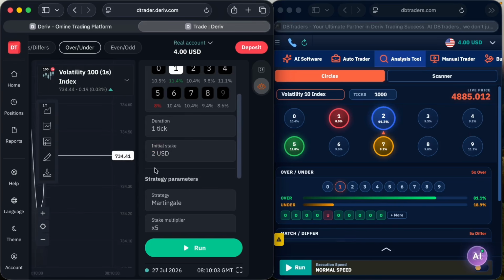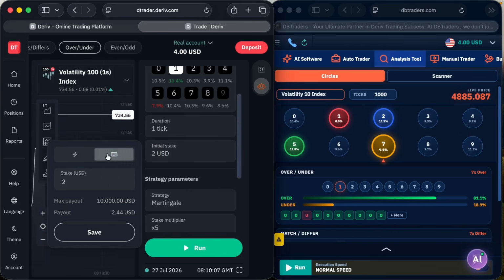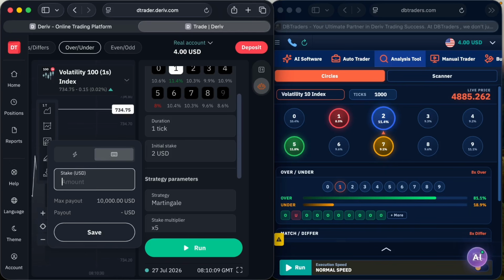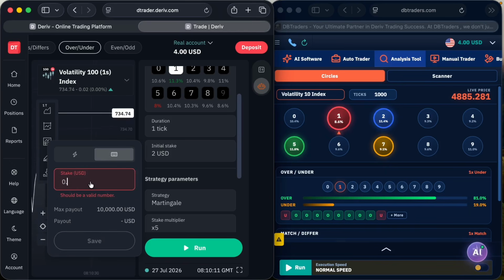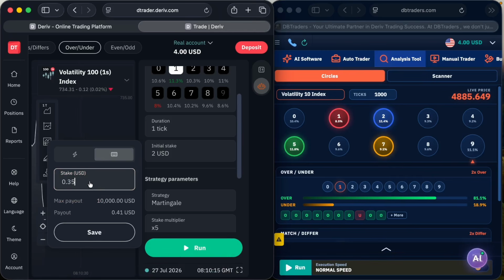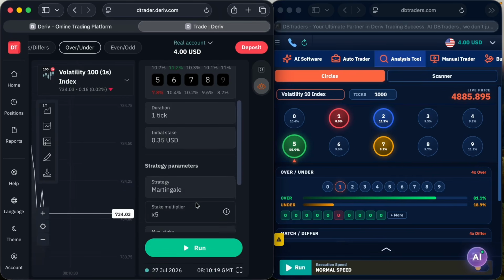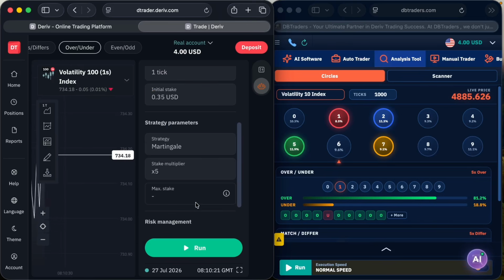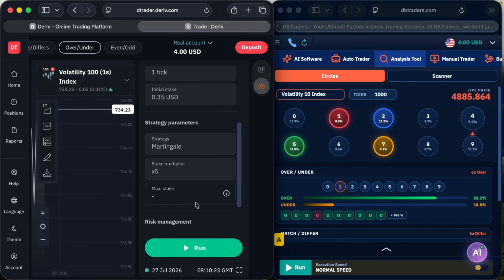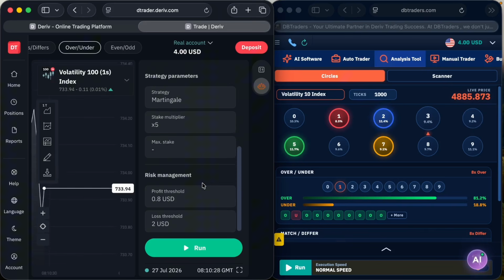Duration, we'll put 1 tick. Initial stake, we'll use the lowest stake that Deriv can allow us to use. So I'll be using 0.35, okay, 0.35 like that. Okay, so once I use 0.35, I'll click on save. So I've finished that. My martingale I'll be using times 5. As you know, to recover, you need to use times 5, in over 1 or under 8. So that is what we'll be targeting mostly. Once you do that, you are set.